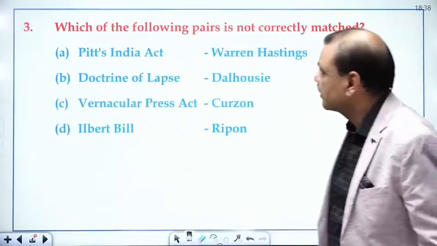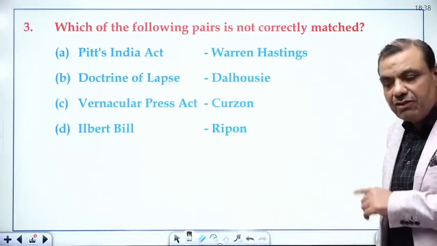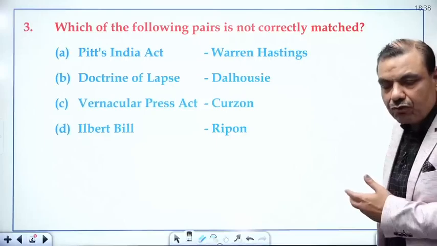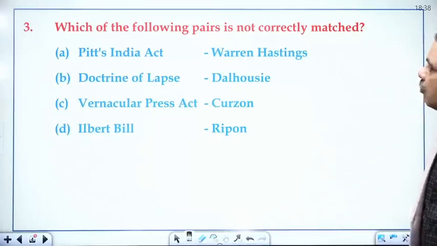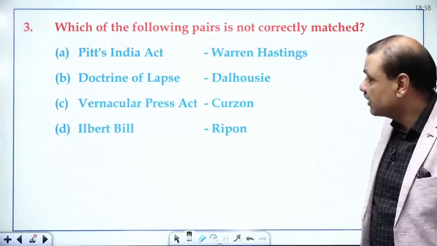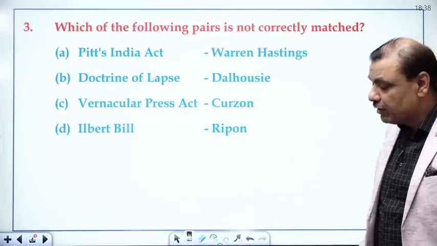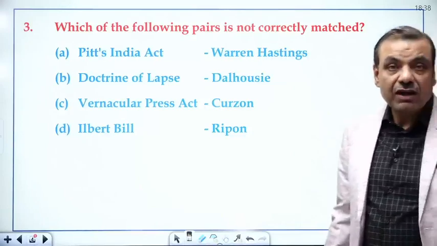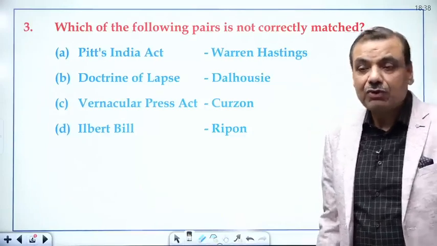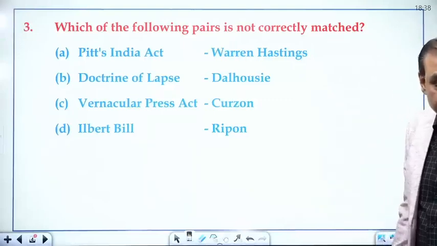Question number 3. That is from the previous chapters, not from the current chapter. Which of the following pairs is not correctly matched? Pitt's India Act, Warren Hastings. Doctrine of Lapse, Dalhousie. Vernacular Press Act, Curzon. And Ilbert Bill, Ripon. So there are 4 total choices, and my friends, you are supposed to select the right choice, and you are brilliant enough to find it. So be fast.